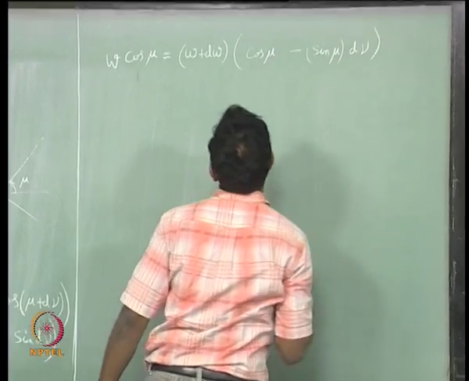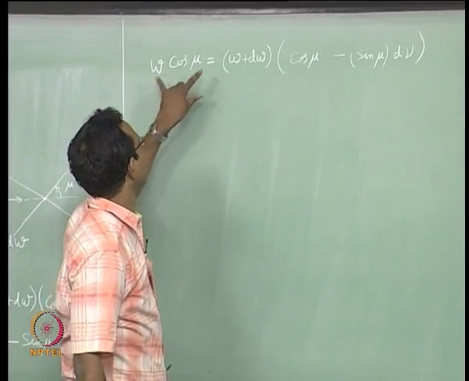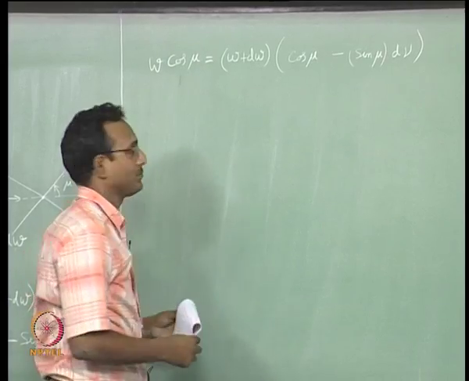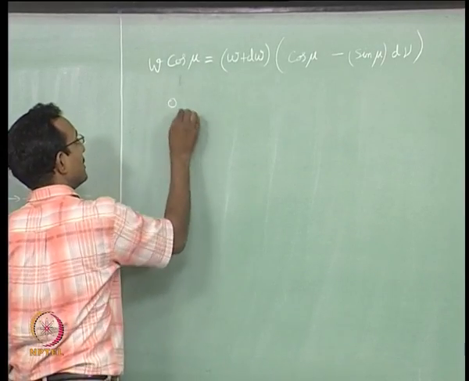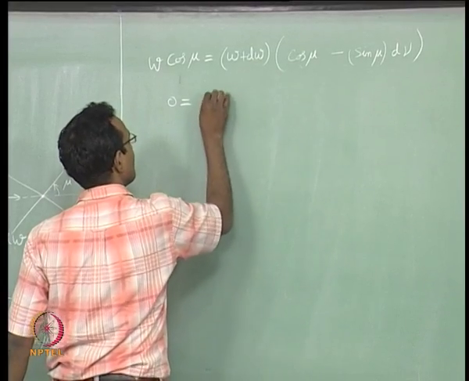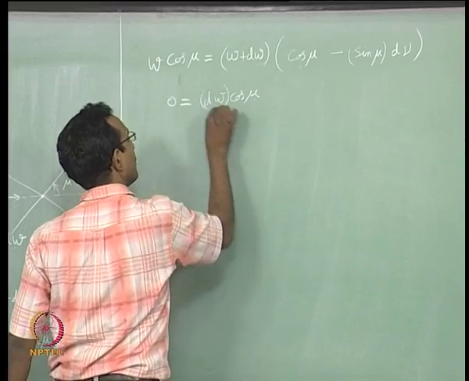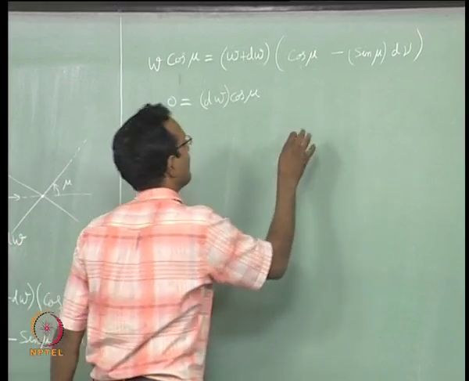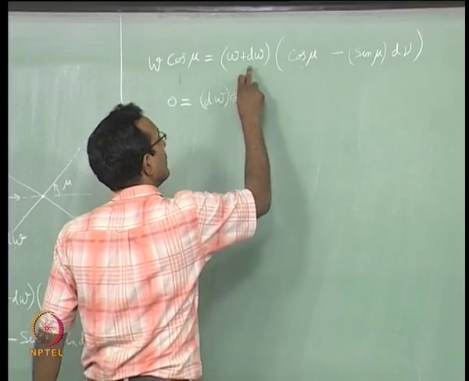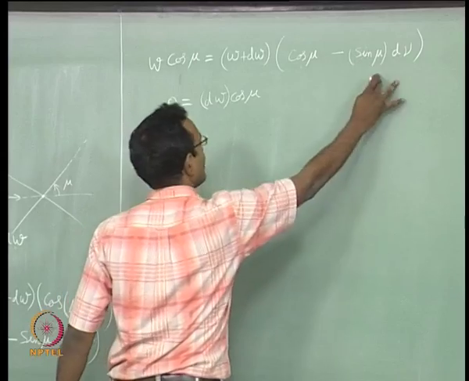This is what I will have. Now, I directly see that w cos mu will just cancel with this w cos mu. So, I will put 0 here equal to the remaining term, which will be dw cos mu. I will put brackets so that we know what we are doing. Now, w and dw were multiplied with cos mu already. Now, I have to take this and multiply with this term.